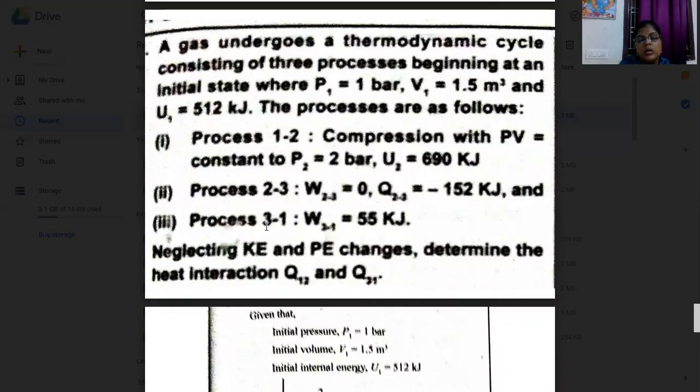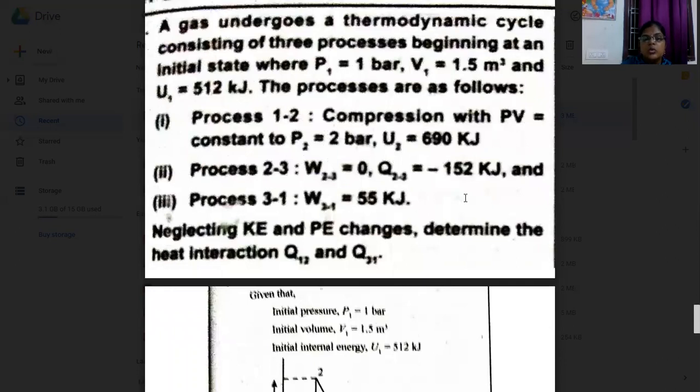Process 2 to 3: W2-3 is equal to 0. So whenever the work done is 0, it is a constant volume process. For a constant volume process on a PV diagram, the work done is 0. So the 2 to 3 process is a constant volume process, and the heat transfer is minus 152, that is, heat loss takes place. And process 3 to 1: W3-1 is equal to 55 kilojoule. There is no other choice, because there is no isothermal process like that. So we have one choice, which is a constant pressure process.